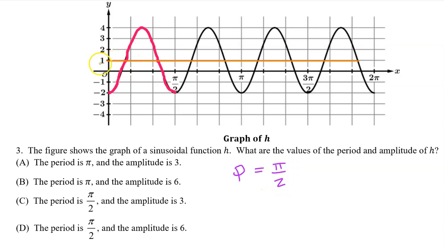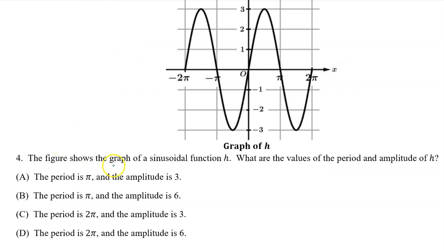We can tell that the midline is here at y equals 1, halfway between the highs and lows. The amplitude is the distance between the midline and the highest value. 4 minus 1 is 3, so the amplitude is 3. This corresponds to an answer of C.